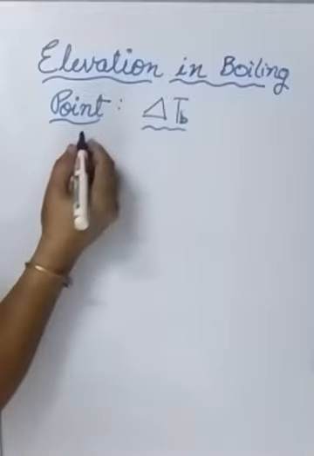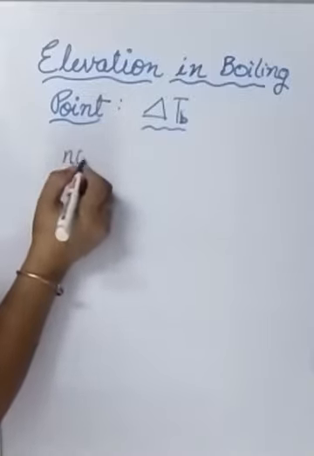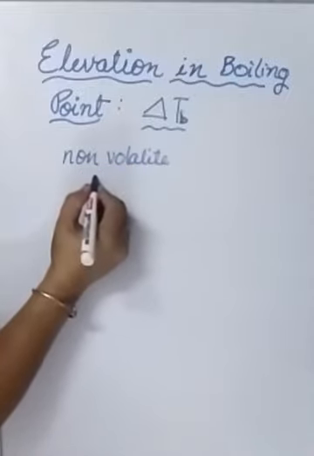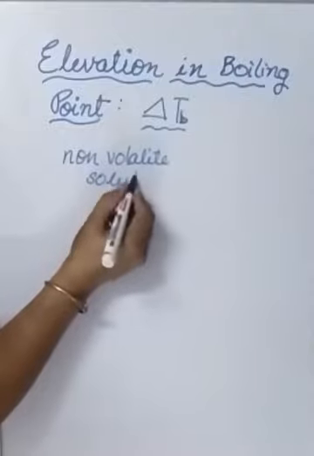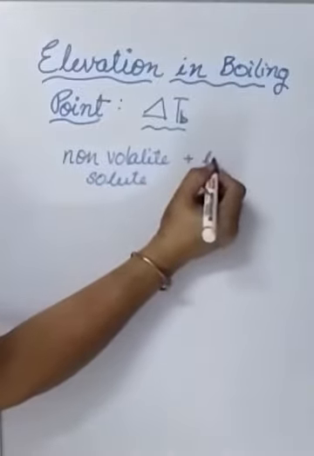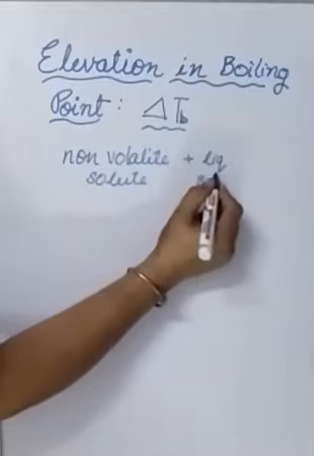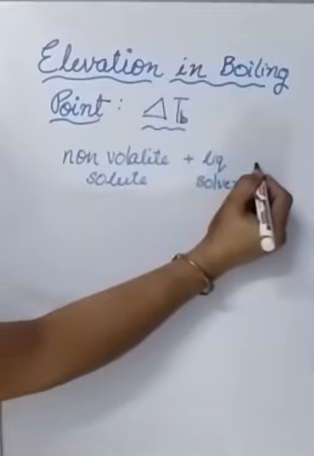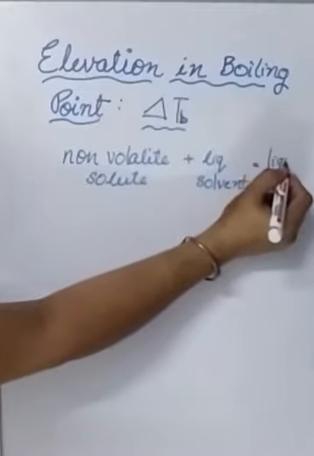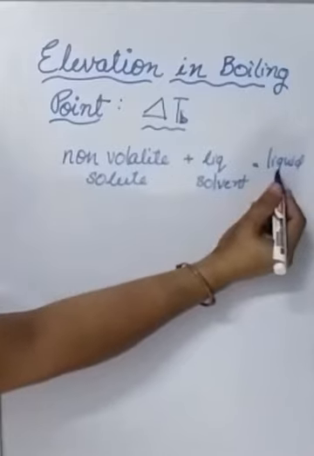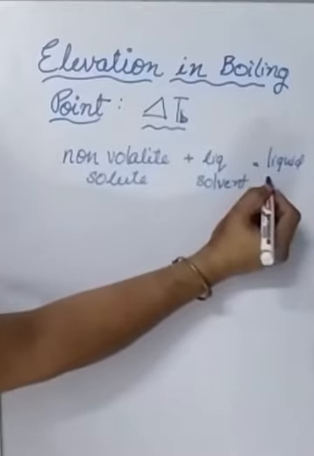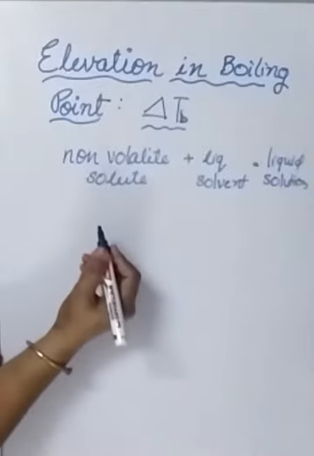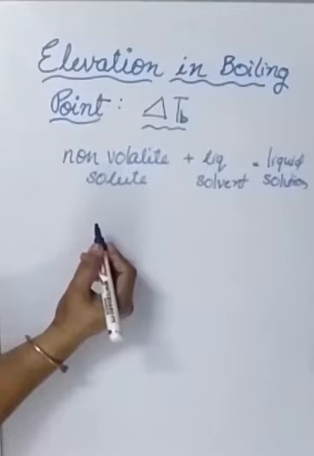Why does it occur? First of all, whenever we add a non-volatile solute to a liquid or volatile solvent, we get a liquid solution. And for this, as per Raoult's law, relative lowering in vapor pressure takes place. This we have studied in the last colligative property, which was relative lowering in vapor pressure.